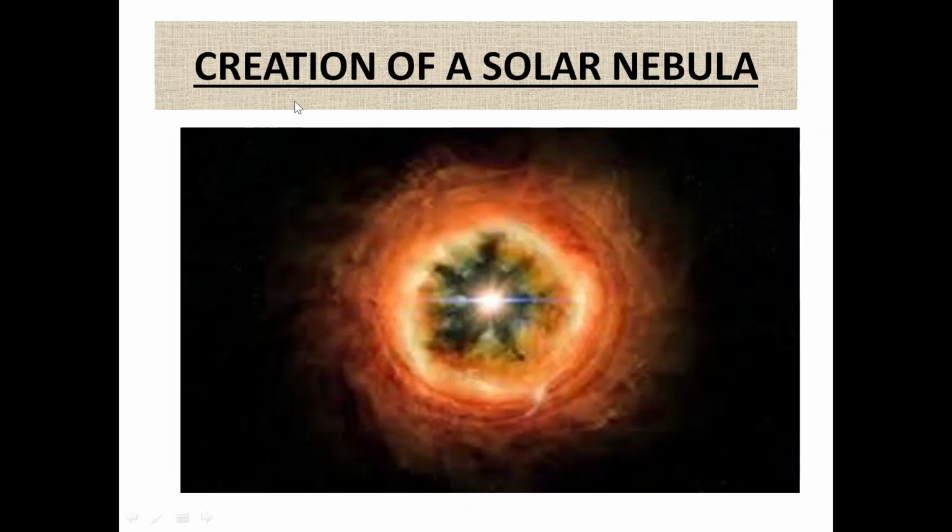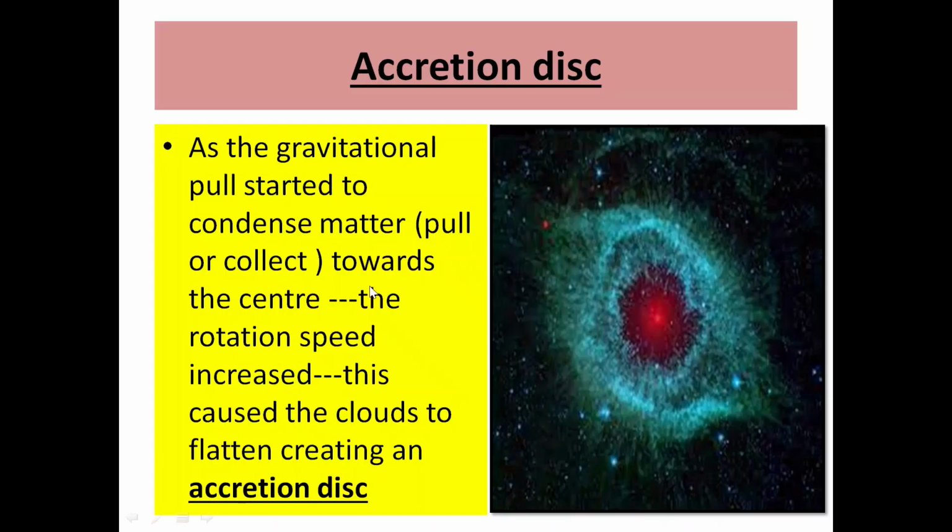Now the first step, we will study the creation of the solar nebula. This is the nebula, and in the center of the nebula there is a lot of gravitational pull, which causes the matter to be pulled towards the center, so the matter condensed to the center of the nebula. As the size reduced, the rotational speed of the nebula increased, and this caused the clouds to flatten into a disc-like structure, which is known as an accretion disk.